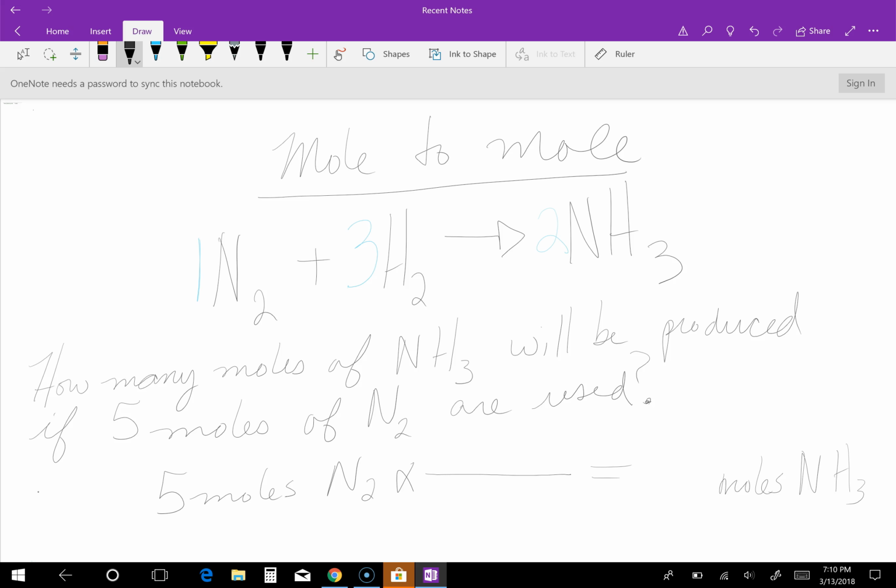Answer units always go on top, so moles of NH3 goes on top. Adjacent units go on bottom, so moles of N2 go on bottom. Now I look up in the equation and I find the number in front of NH3. That's 2, so I put a 2 here. The number in front of N2 is a 1, so I put a 1 here. And when I do the math, I get the answer to be 10 moles NH3.